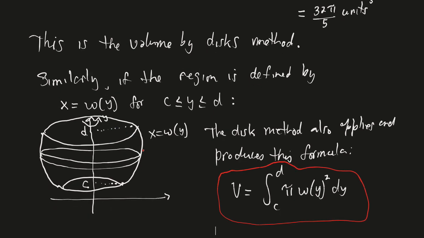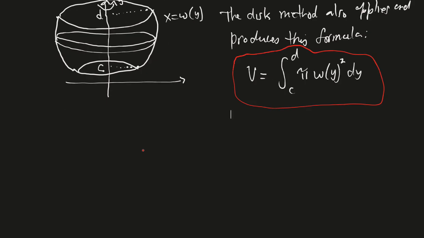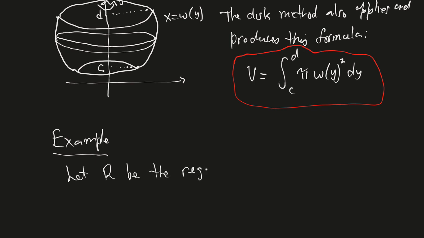All right, one last example. Here's another example, and how would something like this be worded? Let R be the region bounded by, let's say it's the equation x equals e to the y. Notice again, we're expressing x as a function of y.